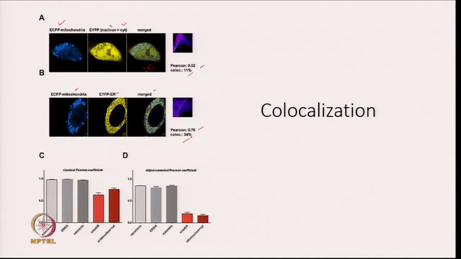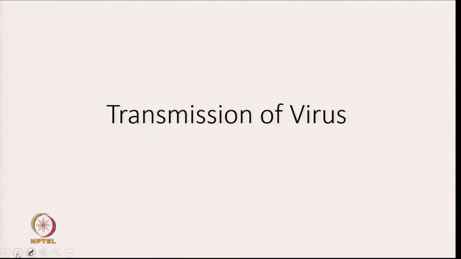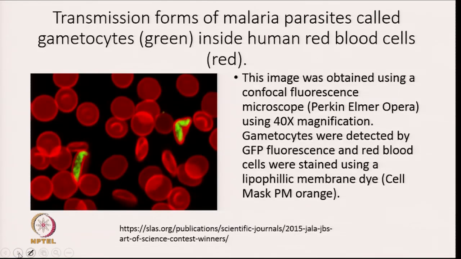So there are ways to calculate the co-localization from the merged picture and image to find the percentage of localization factor. I am not going into detail, but if you want, you can look at some of the books I have referred to. We can also look at the transmission of parasites using fluorescence microscopy, and this is one example where transmission forms of the malaria parasite called gametocytes, which are green here, have been seen inside human red blood cells. This image was obtained using a confocal fluorescence microscope.